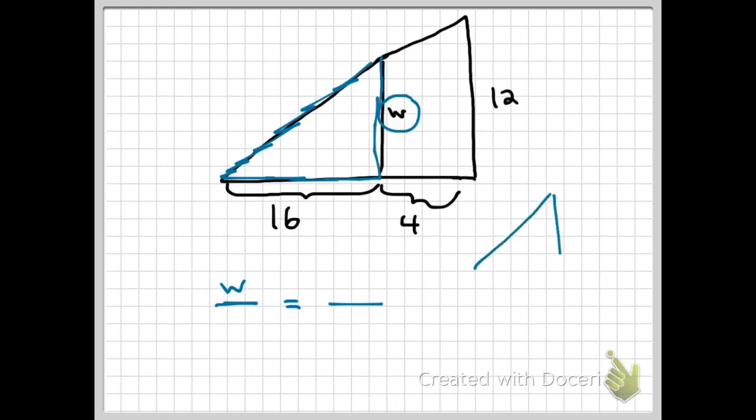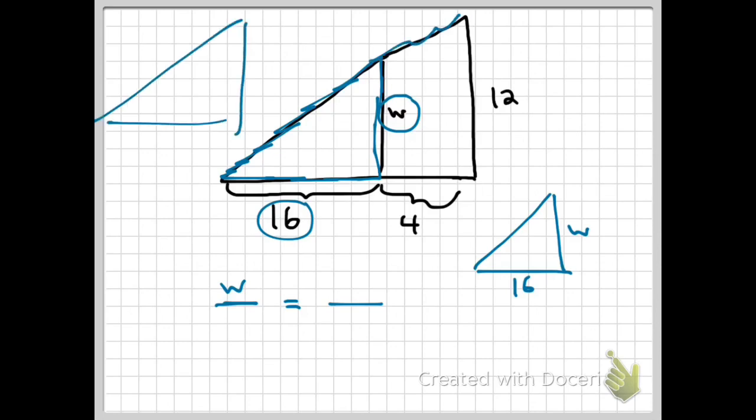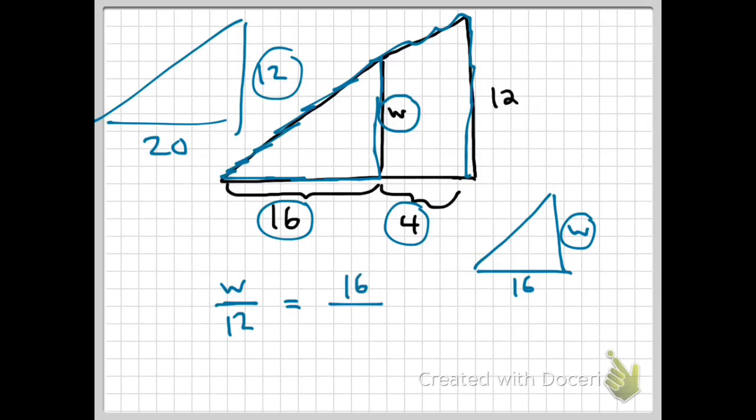We have this smaller triangle, which I'm not going to draw to scale, with W. And this bottom part here is 16. Then we have the larger triangle, which is all of this, 12 here. And then these two together is 20. So we're going to use these instead. Well, W is similar to the 12, and 16 is similar to the 20.